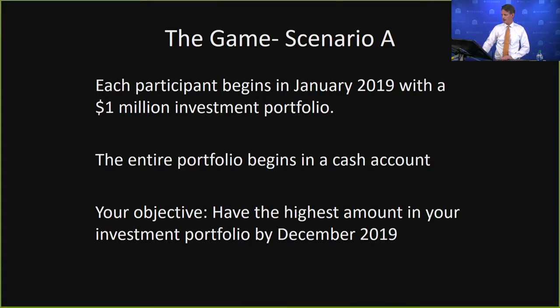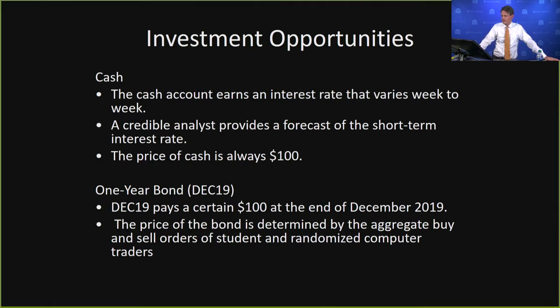Yeah. So in scenario A, for all the scenarios, each participant begins in January 2019 with $1 million in their investment portfolio. The entire portfolio begins in a cash account, and the objective is to have the highest amount in your investment portfolio by December 2019. There are two investment opportunities. The cash account earns an interest rate that varies week to week, and a credible analyst will provide forecasts of expected interest rates over the 1-year trading period. And the price of the cash is always $100.